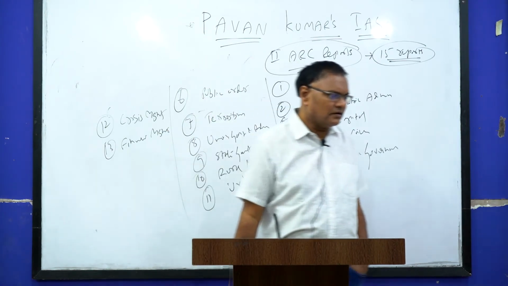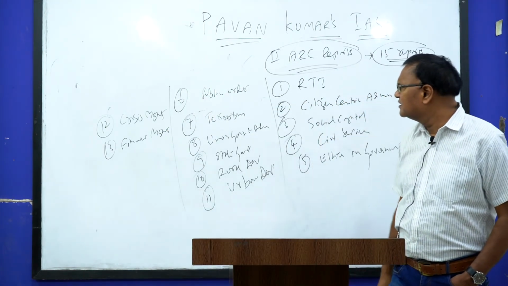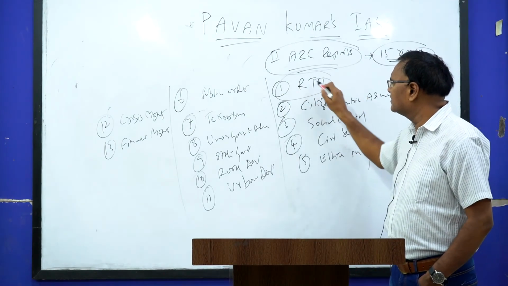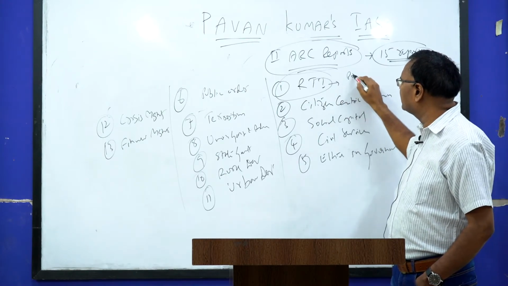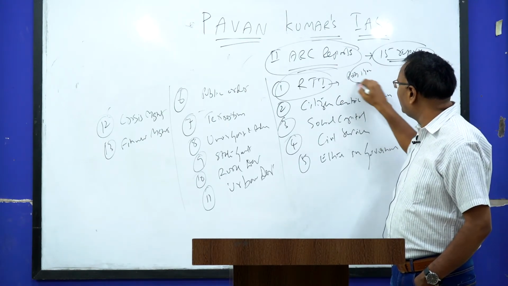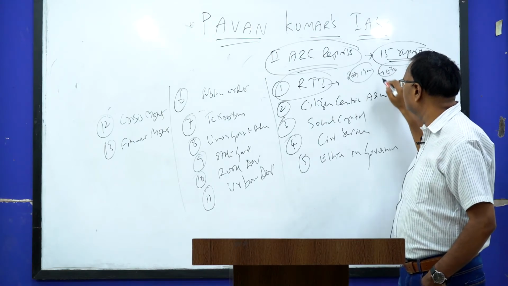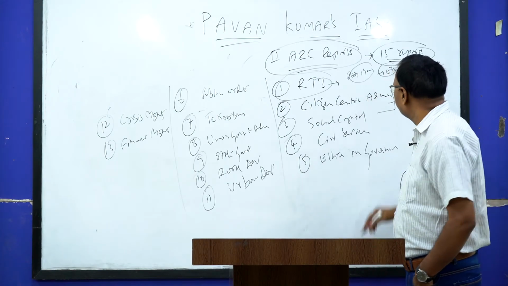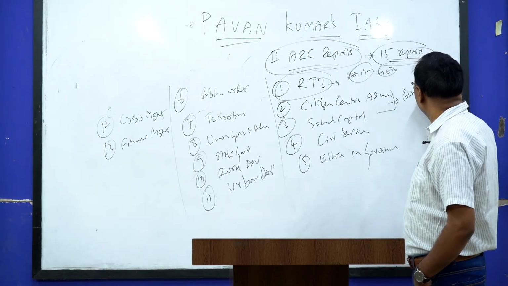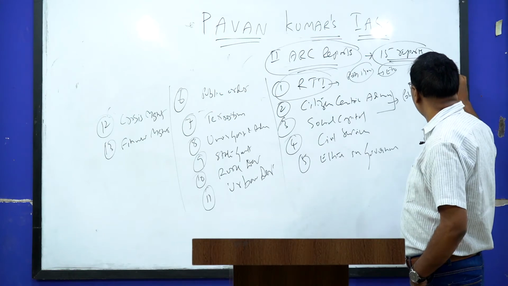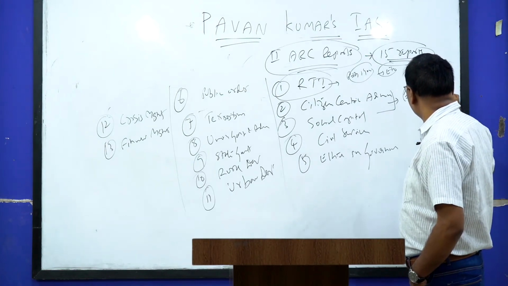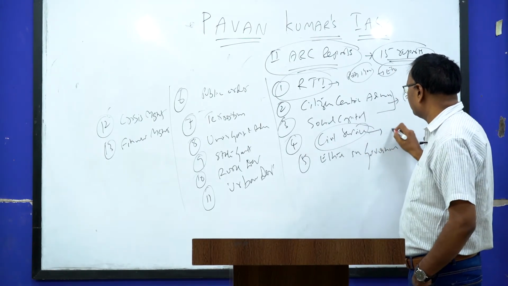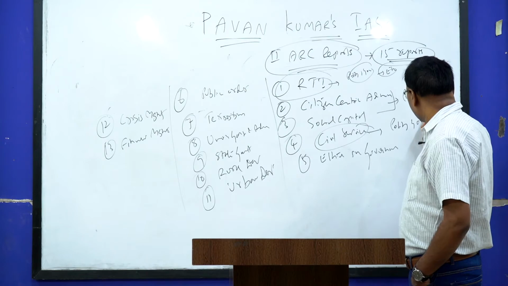So all these are very, very important for you from the main examination point of view. RTI is there in your polity governance paper and ethics paper. Citizen-centric administration and social capital are there in polity governance paper, and the questions, case studies are asked in ethics paper from this topic. Civil services, the questions are asked from polity governance paper and ethics paper.